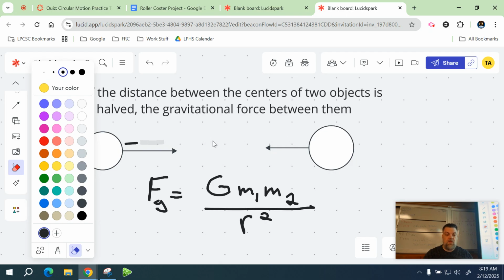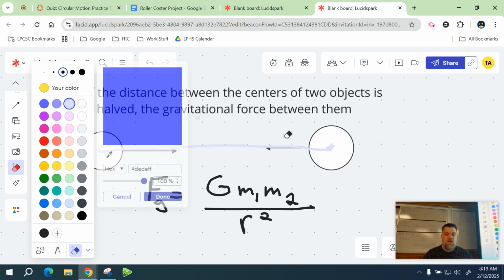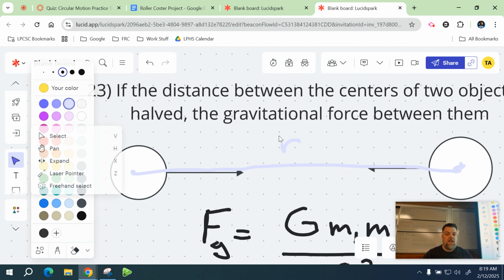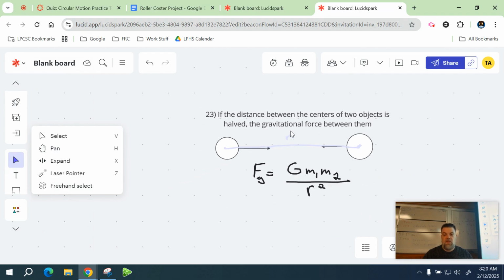that distance goes from the center of mass for this object all the way to the center of mass for this object. I didn't do a very good job. I got a little sloppy there towards the end. Okay, that is our distance, r. So now if I cut that in half, what happens?